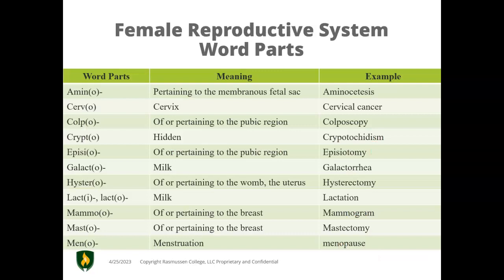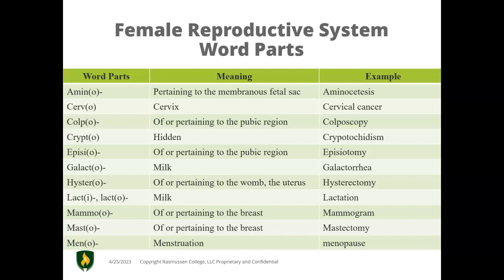Some terms that you're going to hear within the female reproductive system: amnio, which is pertaining to the membranous fetal sac; cervico, or cervix; colpo, which is referring to the vagina; crypto means hidden; episio is pertaining to the vulva; galacto is milk; hystero is pertaining to the womb or the uterus.